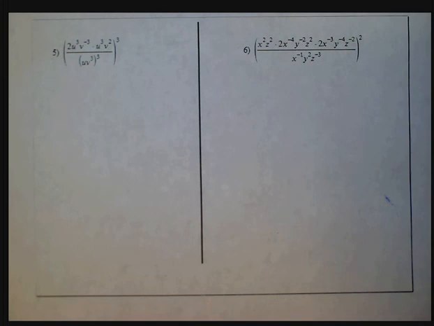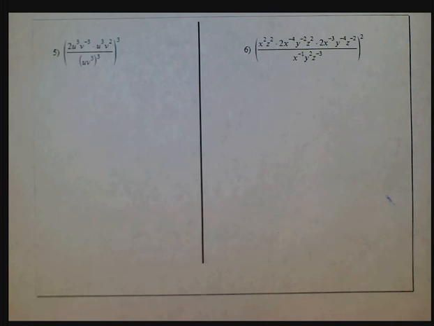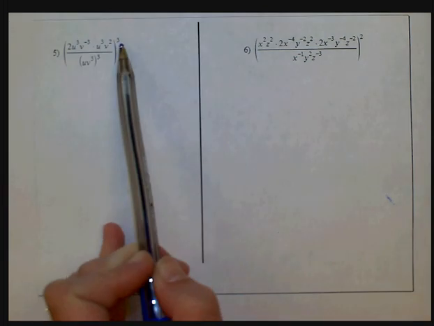Alright, so number 5 says, I have 2u to the third v to the negative 3 times u to the third v squared divided by uv to the third raised to the third power, everything raised to the third power. So the first thing I'm going to do is simplify everything I can inside the parentheses, and I'll save this power out here till the end.